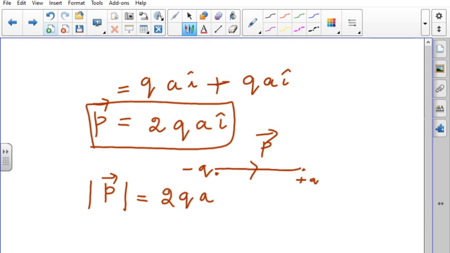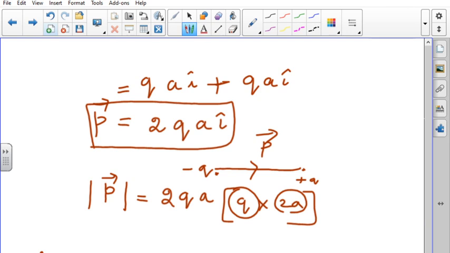The magnitude of the electric dipole moment is equal to the product of the magnitude of one of the charges and the distance between them. Here we say the charges are equal in magnitude, so taking the magnitude of any one is enough. Let me separate and show you: q into 2a. Don't take this as a cross product, this is multiplication. This 2a is the distance, and q is the magnitude of one of the charges. So far we have learned the magnitude.